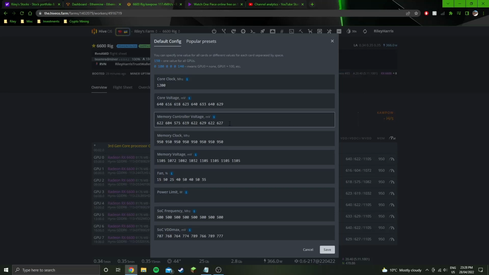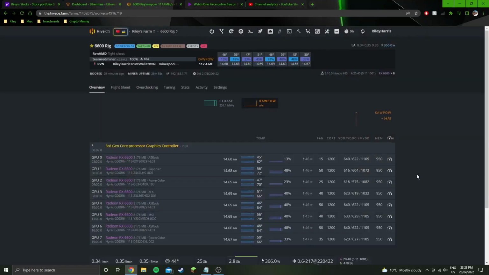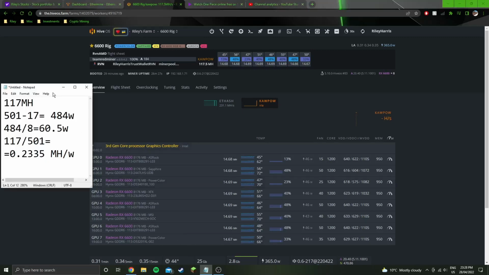I increased memory controller voltage and SoC VDD max by 2. And I increased some of the memory voltages as well, and then rebooted just to get stability at this higher hash rate of 117 roughly. So yeah, that's pretty much all I had to do to switch from ETH to Raven. And yeah, that's all I have for this video. So this is Ravencoin on 8 6600s.